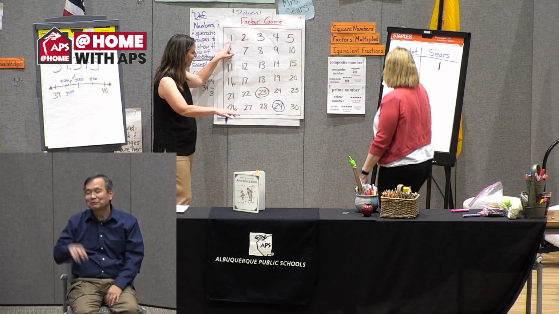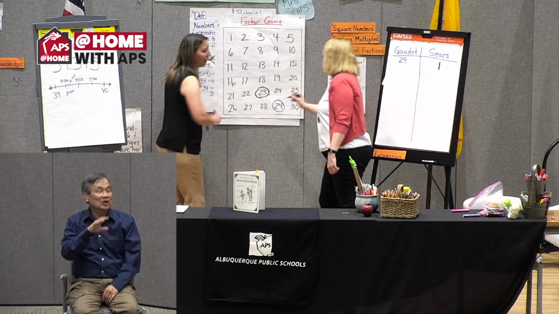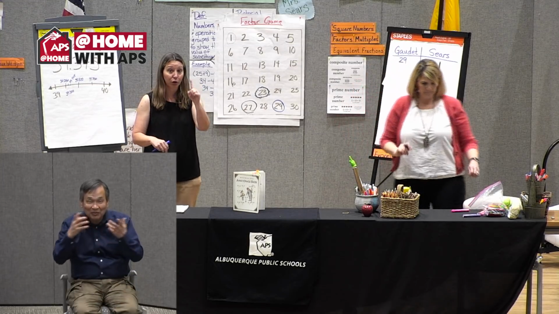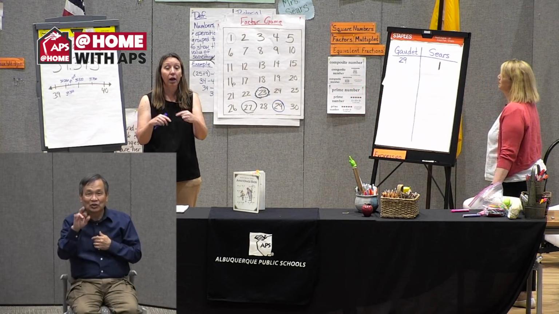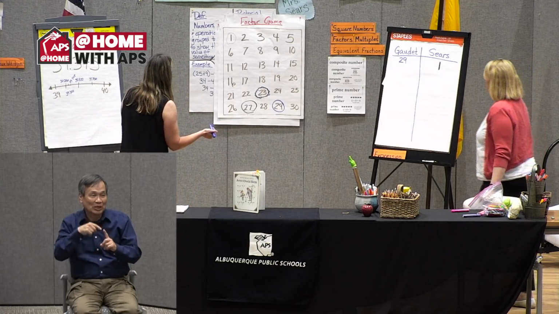Okay, let me try a different one. We'll scribble it out. Let me try 27. So you have to circle a number that has some factors, even if it's only one factor that I can circle. Otherwise, you lose your turn and you don't get the points. Okay, I'm going to try 27.